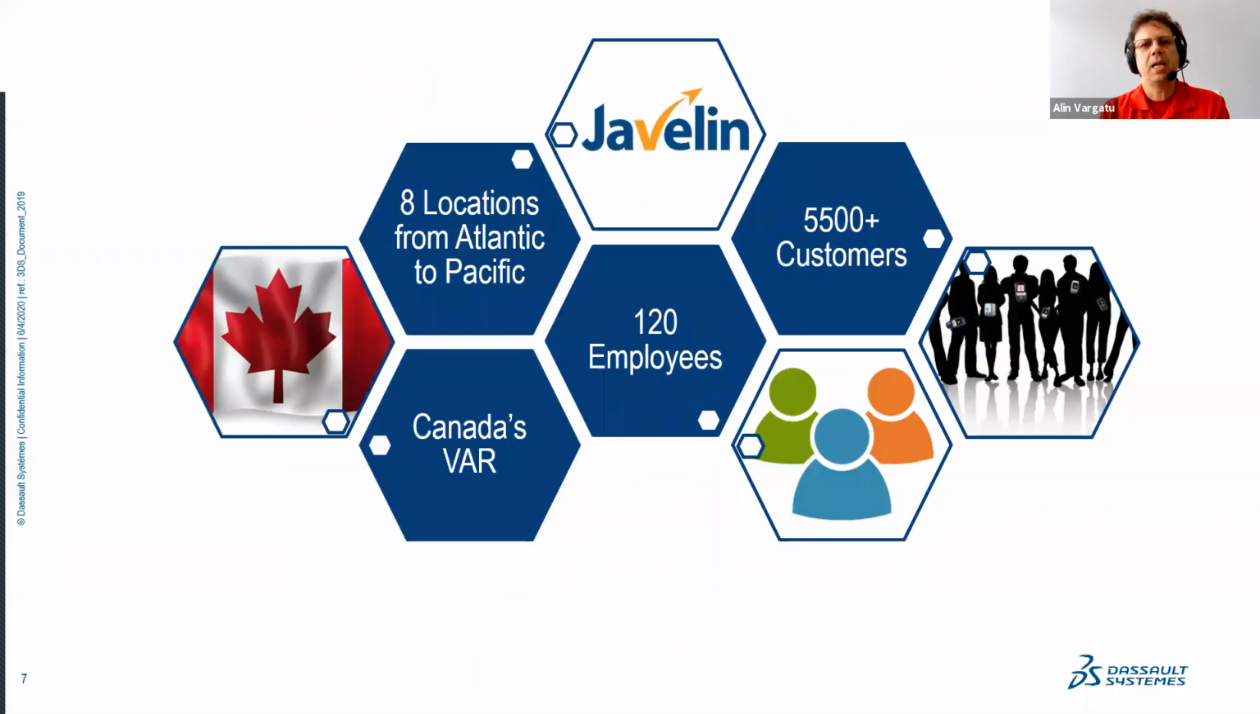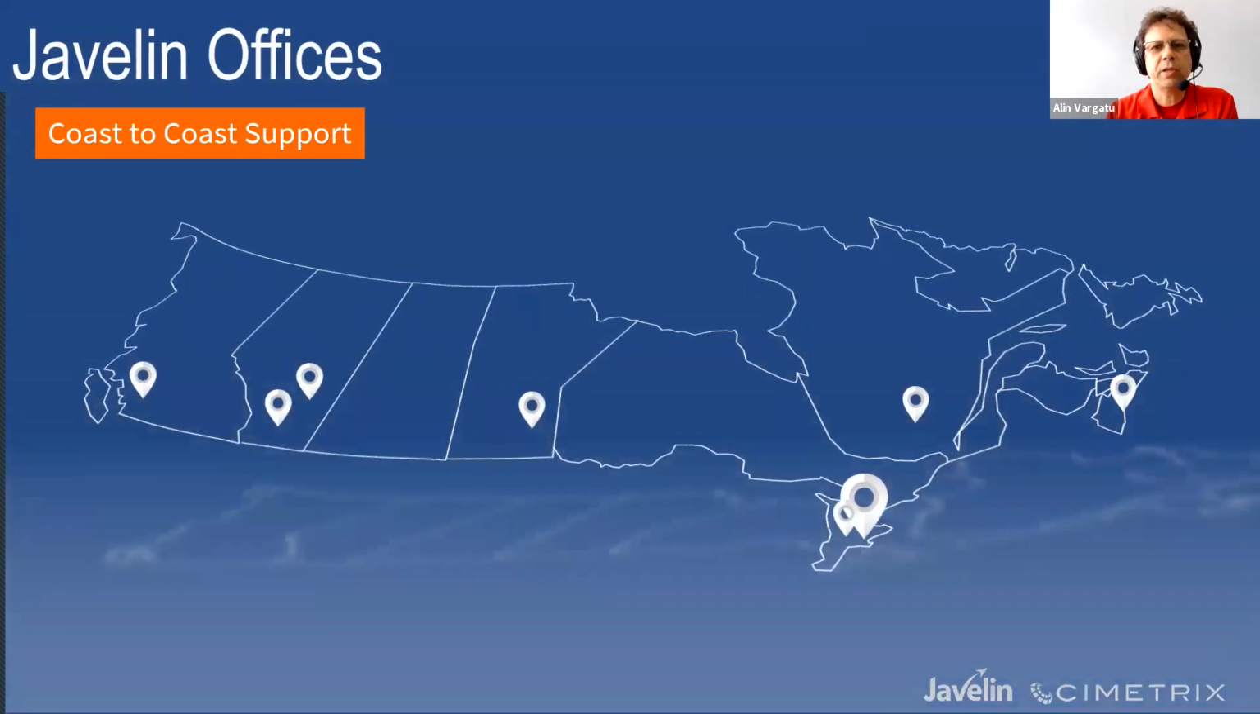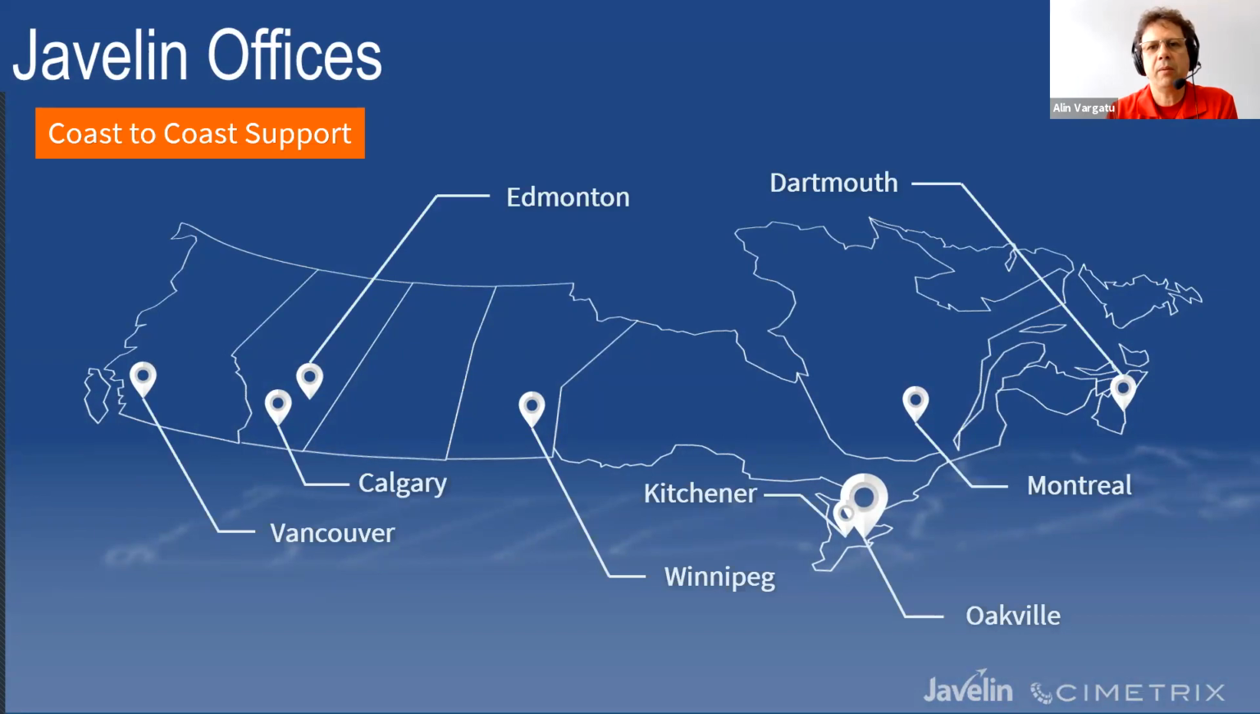But that being said, let's talk a little bit about where we are. Javelin Technologies is the Canadian VAR. We cover Canada from coast to coast. And one thing about our customers, they are really well supported. If they need help at any time during the day, maybe somebody in central Canada wakes up really, really early, there is an application engineer ready to help them in Dartmouth. Or if it's really late, there is somebody in Vancouver on the West Coast or in Victoria that's qualified to help them in SolidWorks.